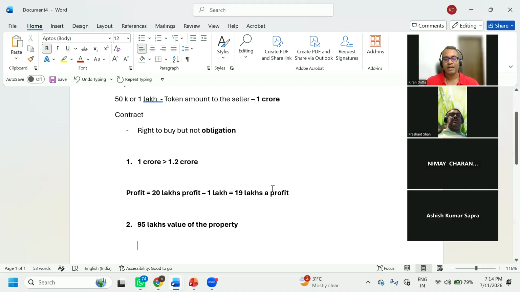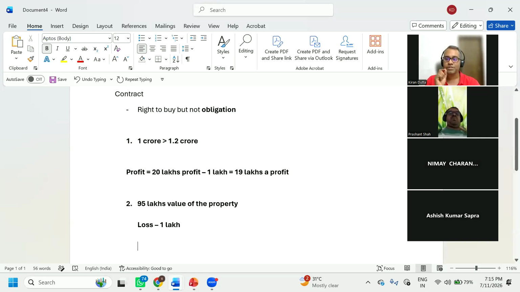Perfect. What is going to happen? I have the right, but I'm not obliged to pay. What is my loss here? My loss will be only 1 lakh. Got it? Now I'm introducing a small thing here.